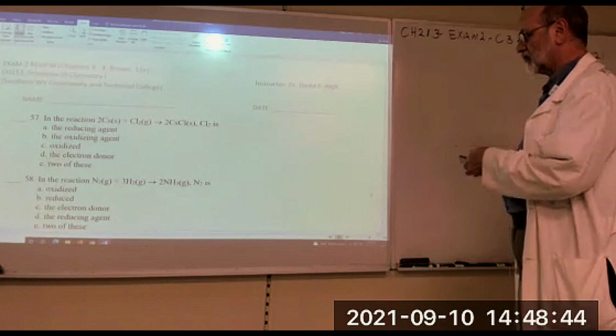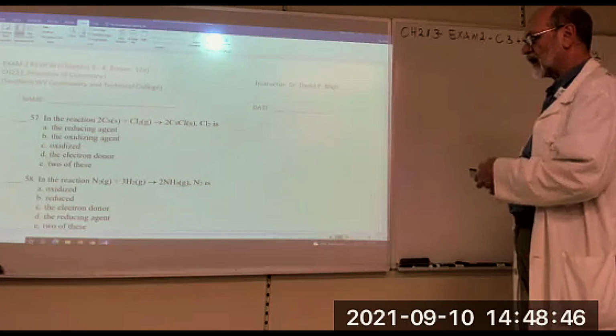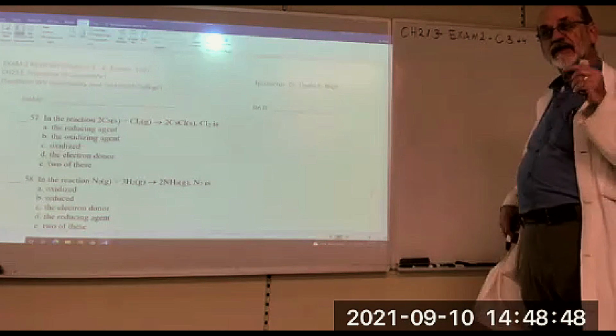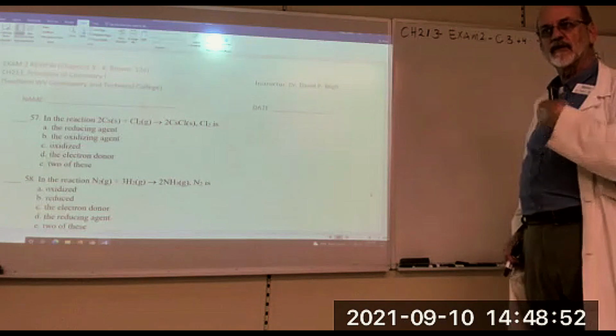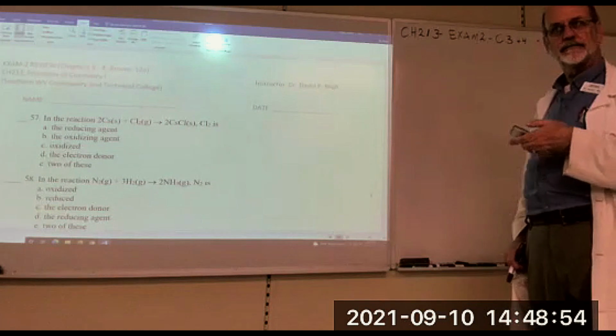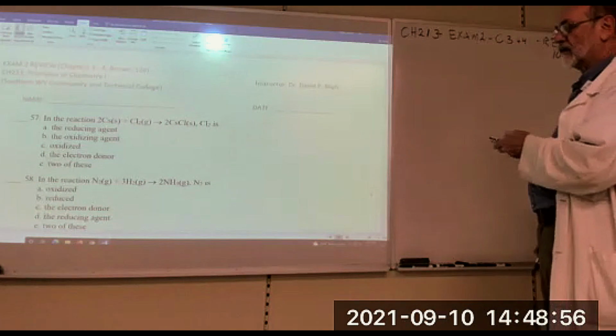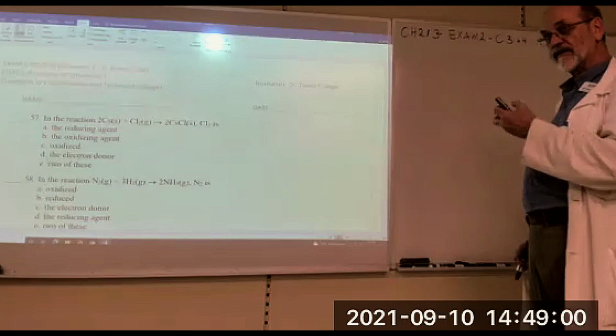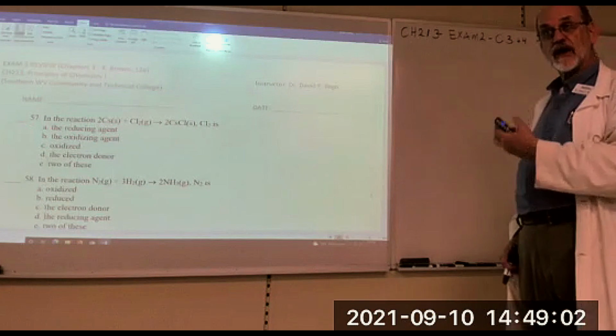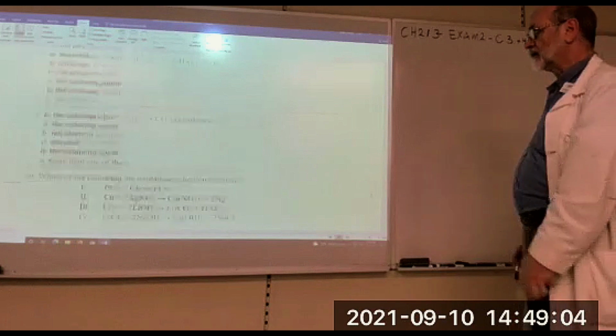Identifying oxidation. Oxidizing agent, reducing agent. Remember, an oxidizing agent causes oxidation, so it must be reduced itself. And vice versa. A reducing agent causes reduction, so it has to give up electrons. It means it has to be oxidized to do that.